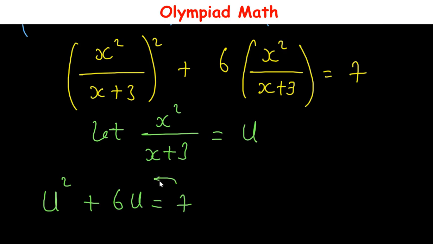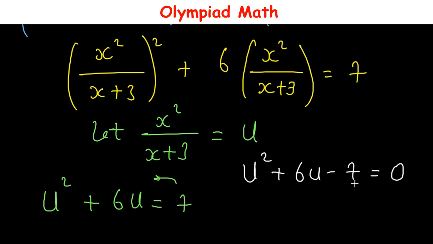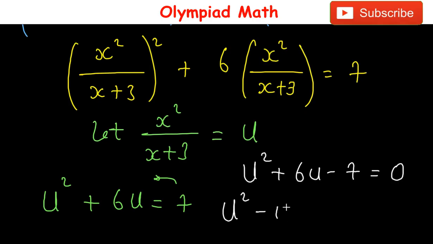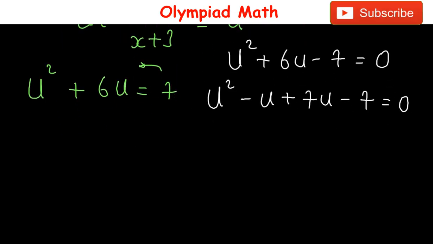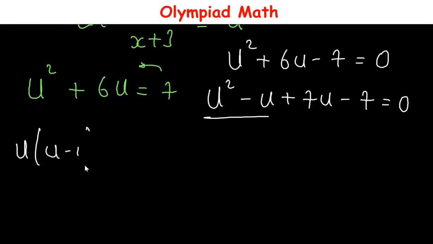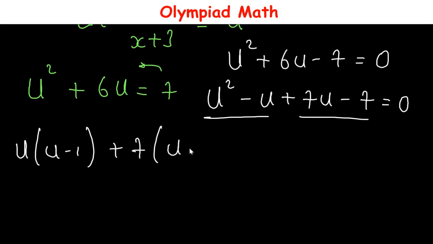Move 7 over to the left hand side. This equation becomes u squared plus 6 times u minus 7, and this equals 0. This equation is factorizable, so we have u squared plus 6u can be written as minus u plus 7u minus 7, and this equals to 0. Next, we can factorize out u from this. This becomes u into brackets u minus 1. Factorize out plus 7 from this. We have plus 7 into brackets u minus 1, and this equals to 0.